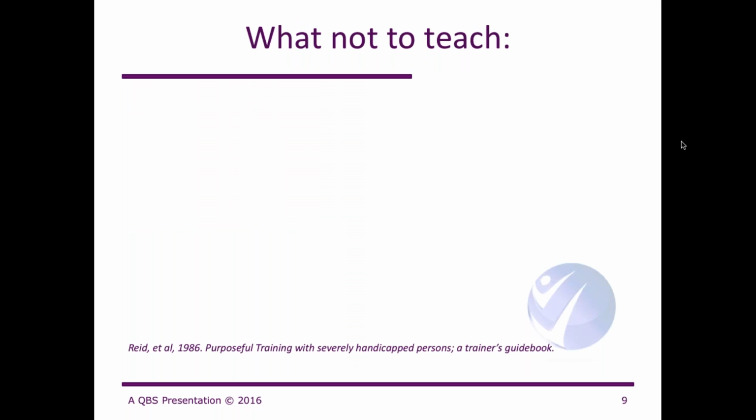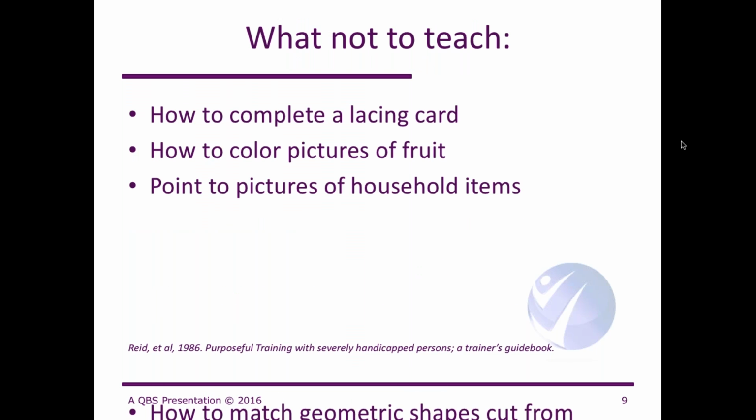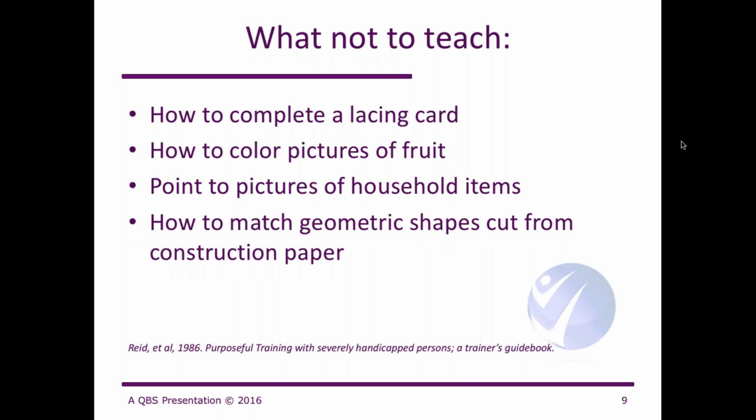So things not to teach. Reid et al. wrote Purposeful Training with Severely Handicapped Persons, a Trainer Guidebook. They talk about things not to teach, and then we can talk about what to teach instead. So maybe things like completing a lacing card or pointing to pictures of household items. If we teach a person to color pictures or point to pictures of items, they may not be able to recognize the actual item in their environment. Also, we're not teaching the consumer how and when to use the skill, so the consumer will be able to apply it to his or her daily life.